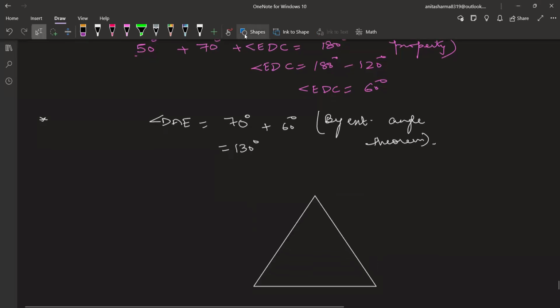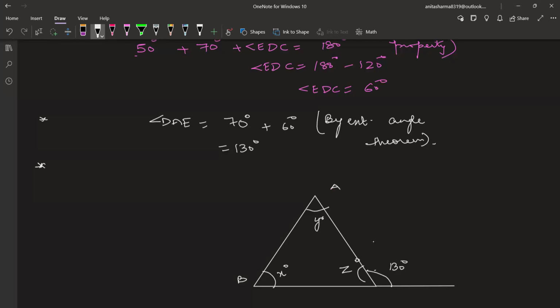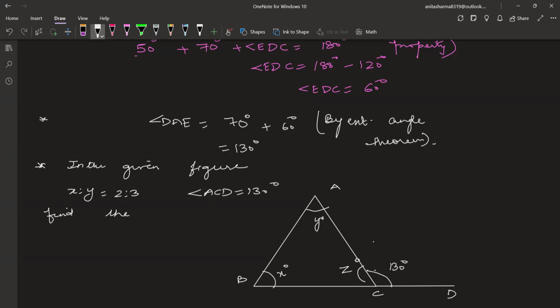Okay. This is a triangle, beta. This exterior angle is given as 130. Then you have to find this angle Y. Let this be X degrees and this is Z. In this figure, rename it A, B, C, and D. So, in the given figure, X is to Y is equal to 2 is to 3, and angle ACD is equal to 130 degrees. Then find the values of X, Y, Z. Try to solve it.